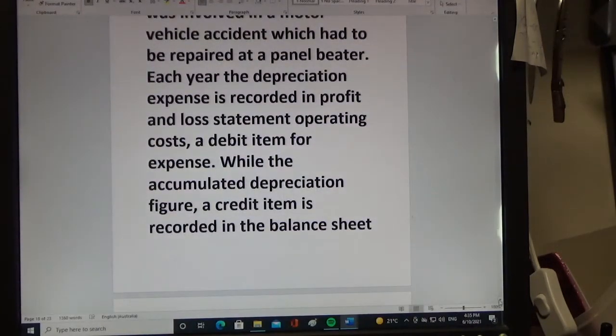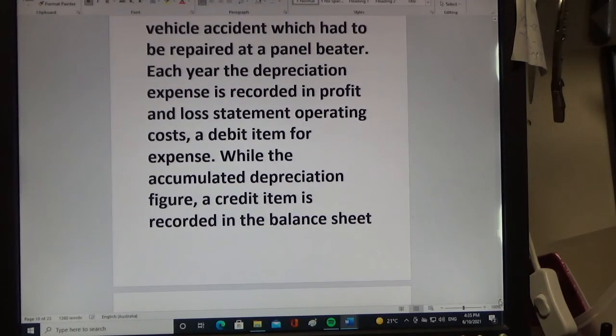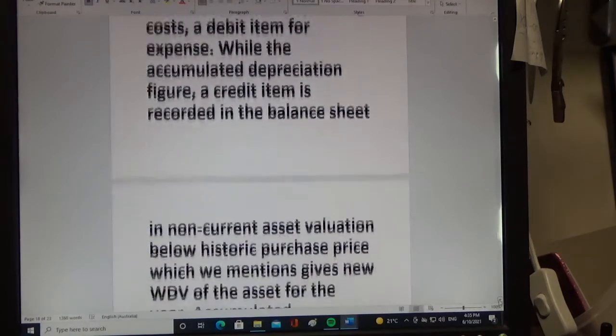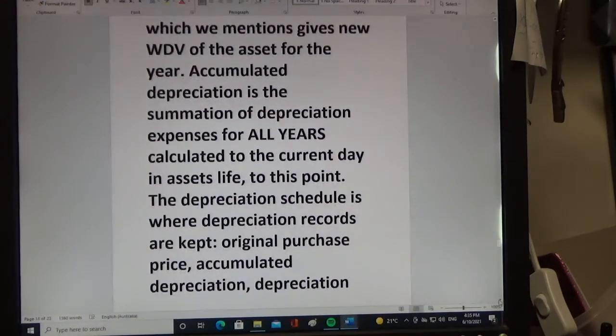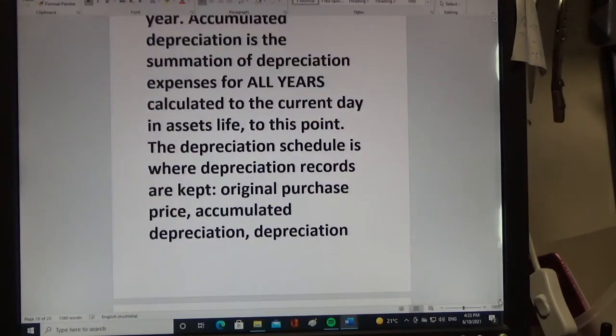So each year, to sum up, each year the depreciation expense is recorded in the profit and loss statement, and the total accumulated depreciation is written in the balance sheet under historic price. You debit the expense and credit accumulated depreciation, just the change in that year of accumulated depreciation. And we already mentioned the balance sheet.